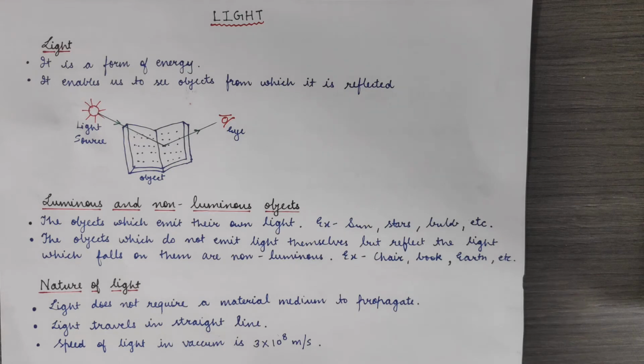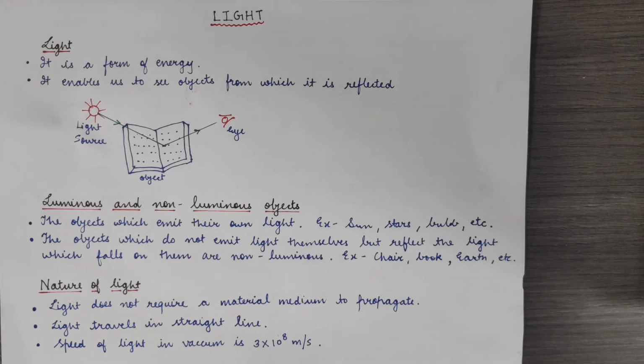Now let us move towards the next thing, which is non-luminous objects. This is just the opposite of luminous objects. The objects which do not emit light themselves but reflect the light which falls on them are non-luminous. It means these objects do not have light of their own, but they reflect the light which falls on them. Everything around us except the light producing objects is non-luminous, as I have written in the examples: chair, book, earth, moon, and many more.